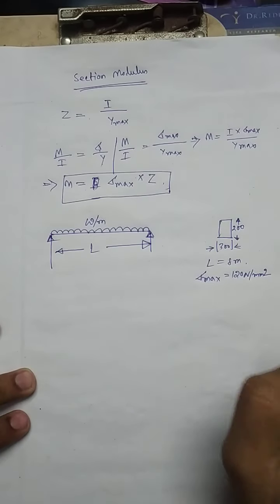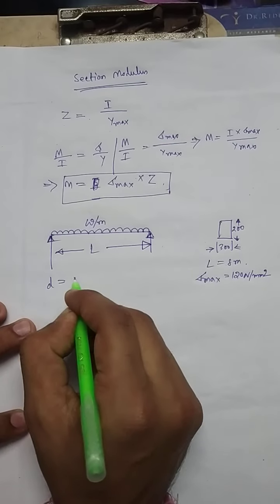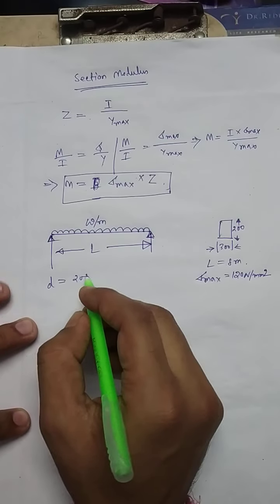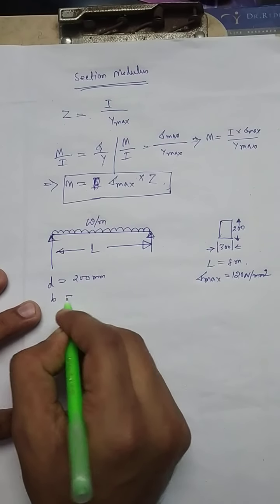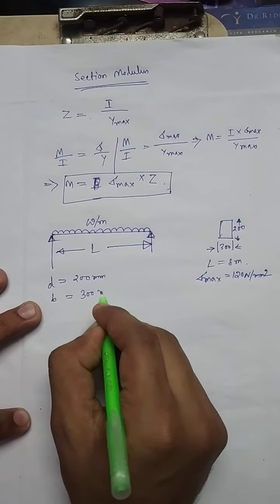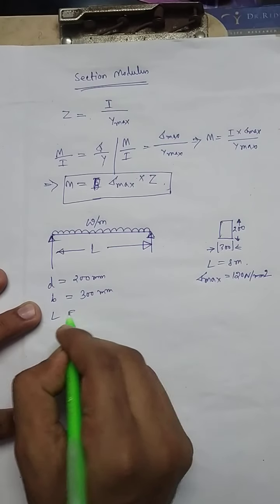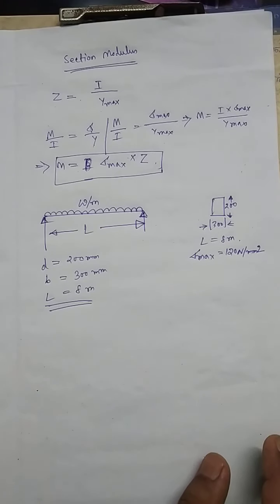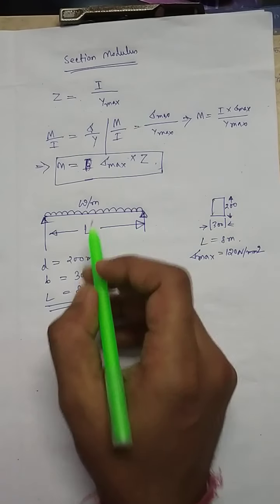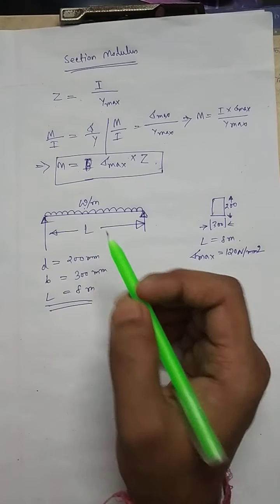That is given. So depth is given, which is 200 mm. Width is given, 300 mm. L is equal to 8 meter. That is given. And what we have to find out is this value of W.